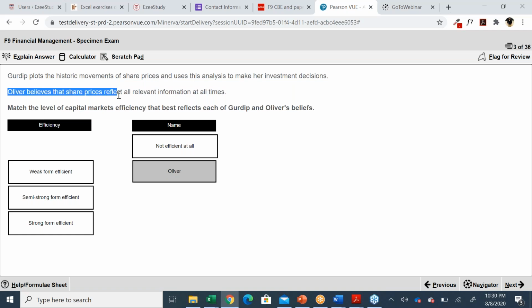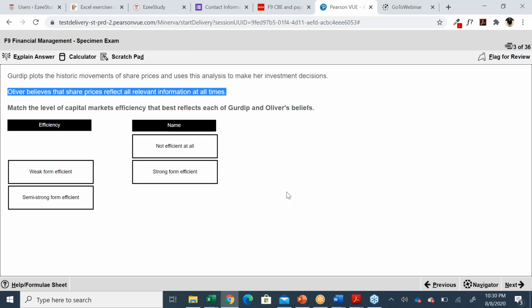Oliver believes that the share price reflects all the information at all times. What is this? All the information at all times. Strong form. Yeah, it's strong form.